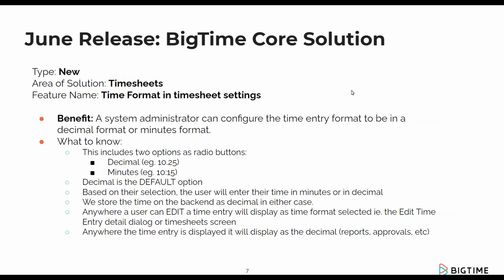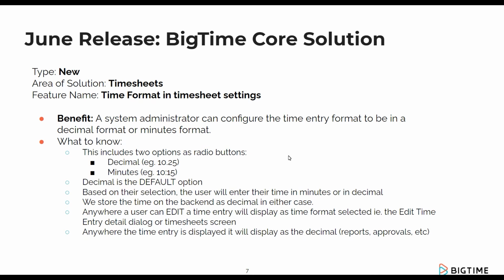The next update is around the timesheets. So we are now offering the ability to either have your staffers enter their time in a decimal format or in a minutes format. So the default option is the decimal format. So that's what you are typically used to. But now we're offering the ability to also change that format to enter it in that minutes format. So a system administrator will be able to click into that settings or cog icon on the timesheet and then change that selection on the timesheets.